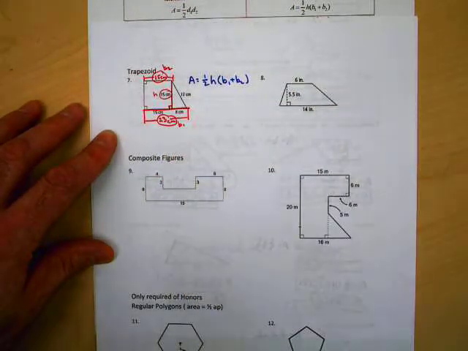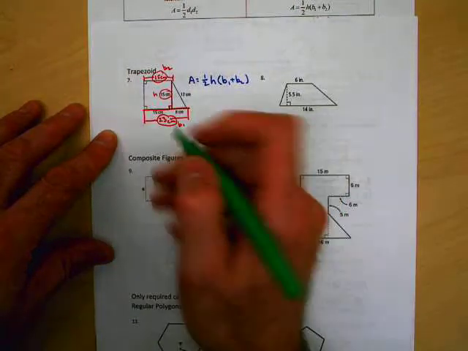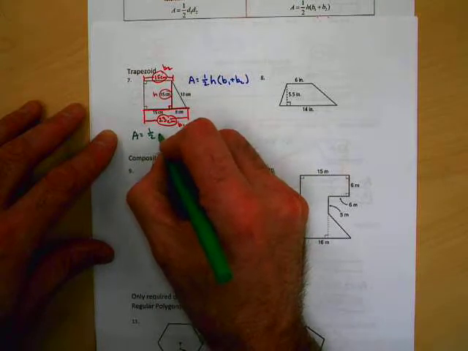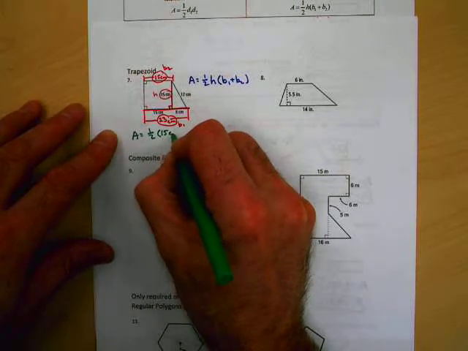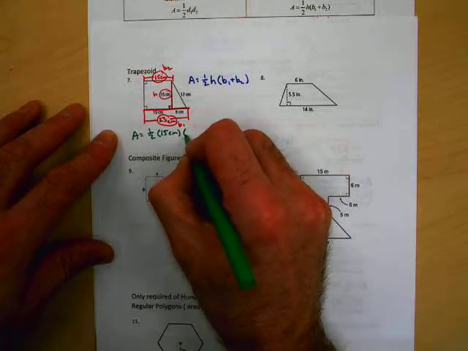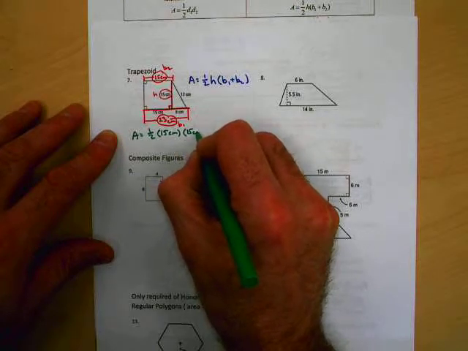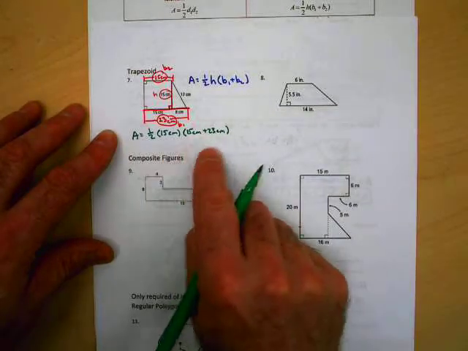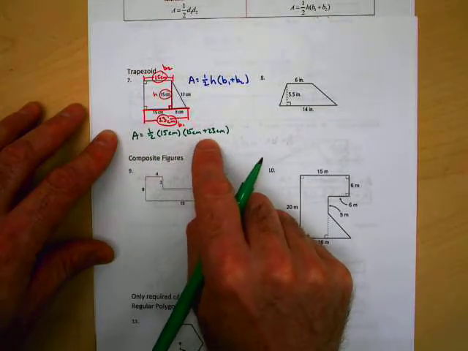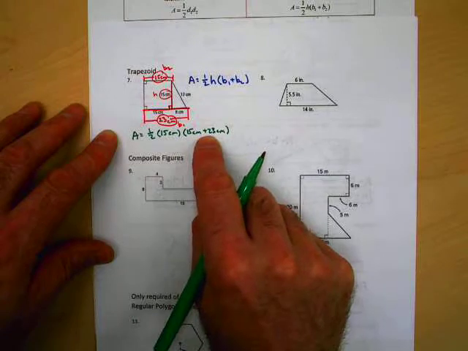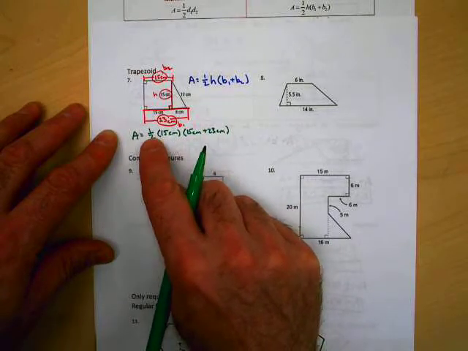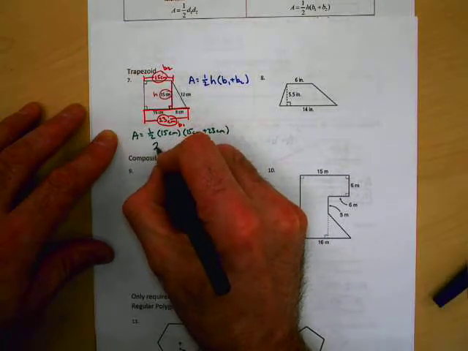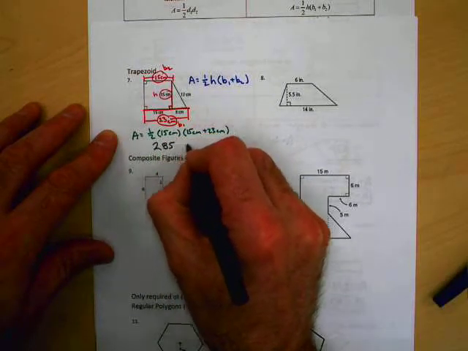So from there, plugging those into my formula, I have area equals 1/2. Height is 15 centimeters. Base is 15 plus 23 centimeters. So when I plug those in, I add these together, I get 38. 38 times 15 divided by 2 is 285. So my answer is 285 centimeters squared.